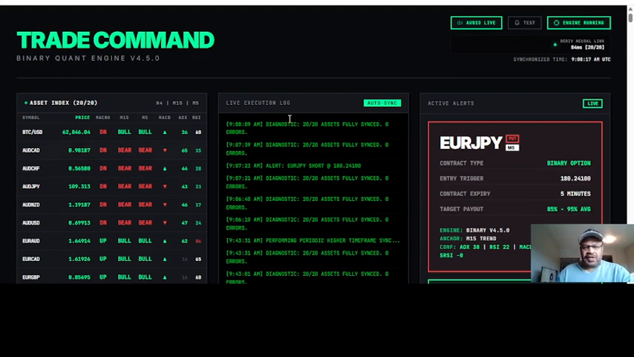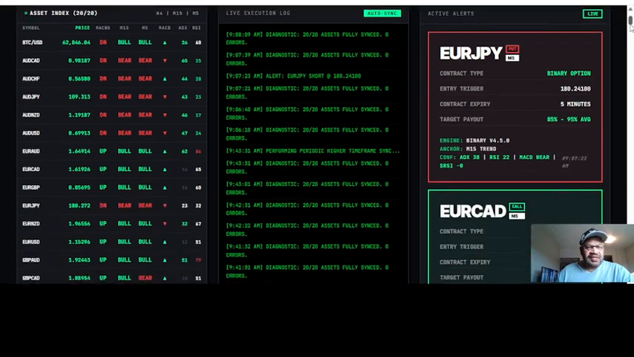And if you look to the left here, the quant engine has various assets available to trade. It trades Bitcoin as well as 19 major and minor currency pairs, including Aussie dollar, Swiss franc, Euro, US dollar, Great British pound, Aussie dollar, and so forth.